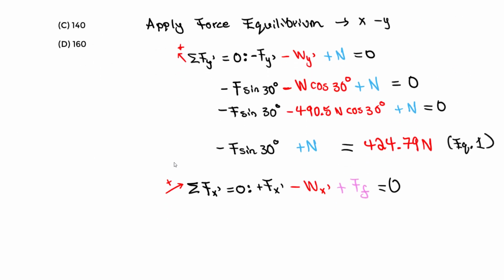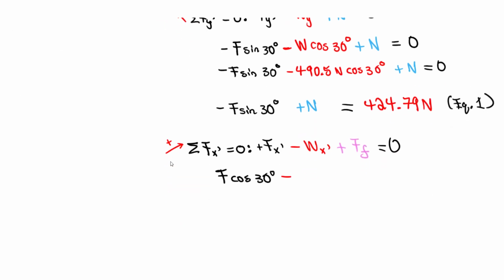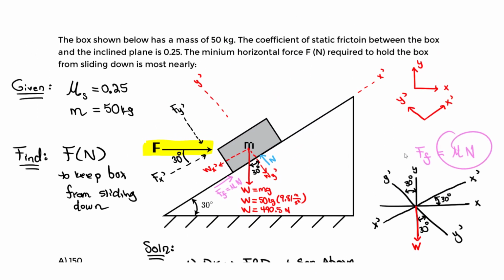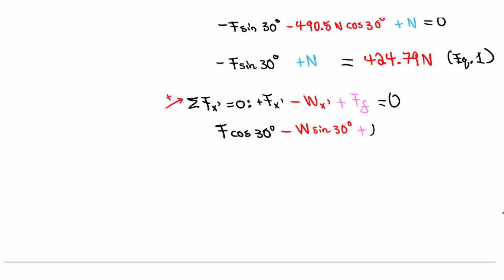To break this down, it's going to be the force cosine of 30 degrees. Then we do minus the Wx prime, which is going to be this one. So it's going to be negative, we said that. And it's going to be sine, right? It's not touching the 30 degrees. So it's going to be sine of 30 degrees. So it's going to be the weight, the magnitude, sine of 30 degrees. And we do plus the frictional force, which we said is always mu times n, right? So we're going to say that equals mu times n. I'll just say mu is this.